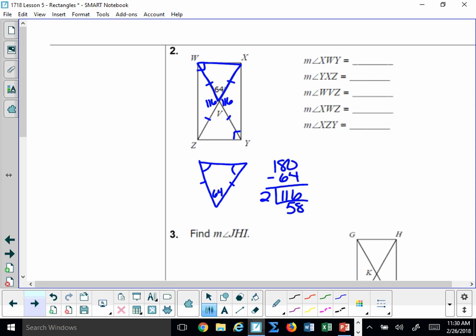So that means, and I'm going to switch colors here, this is 58, 58, 58, 58. This one was 64. Let's see, 90 minus 58, 32 for all the rest. 32, 32, 32, 32. So now that my diagram is annotated, I am going to fill this in.